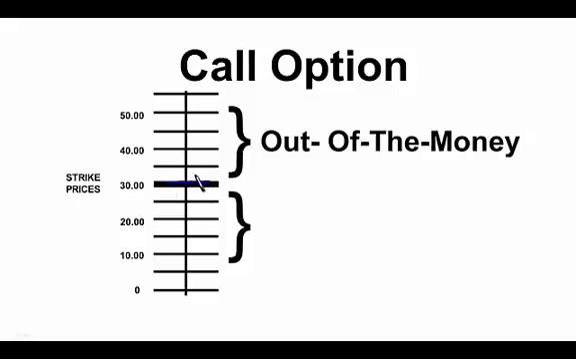So if the stock's at 30, all the options above 30 are considered out of the money. So when I say out of the money, that means it's above. So the option is currently above the current price of the stock.